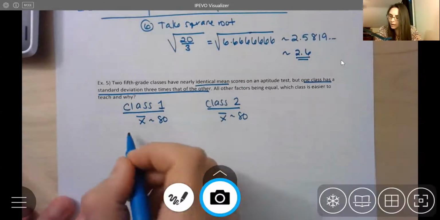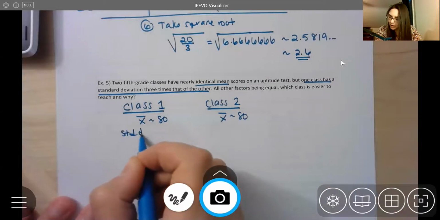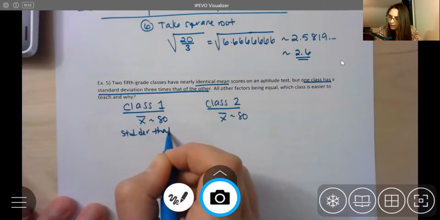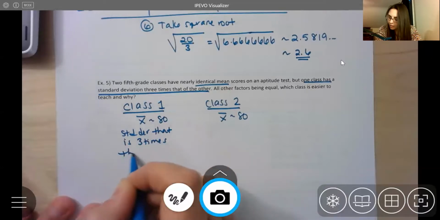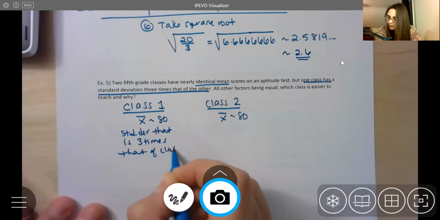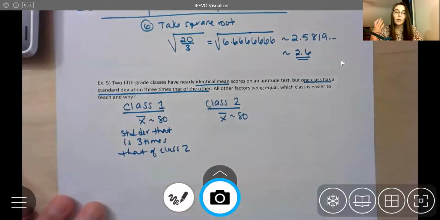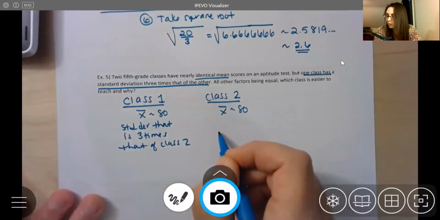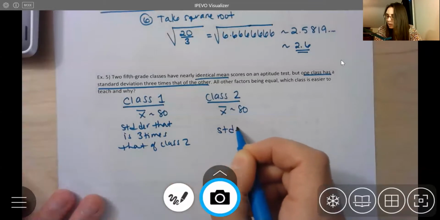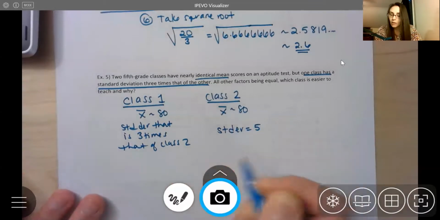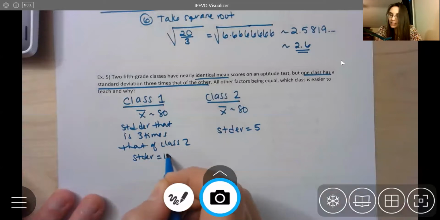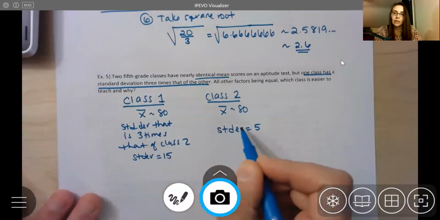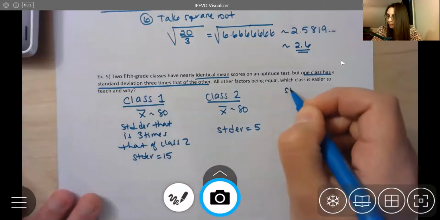So maybe class 1 has a standard deviation that is 3 times that of class 2. So again, you don't have to do this, but if it helps you, think about this. Let's say our standard deviation here is 5. So that would mean our standard deviation in this case would be 15, right? I'm just using STDEV for standard deviation.